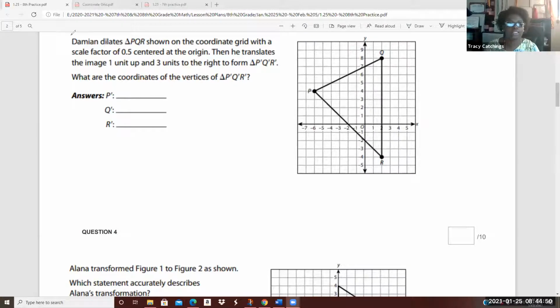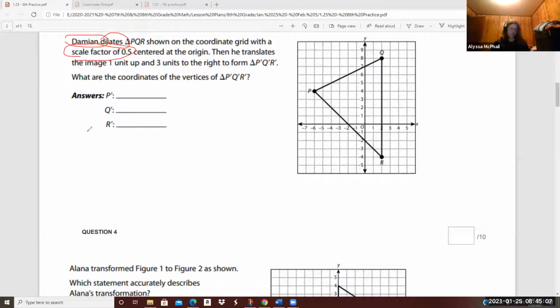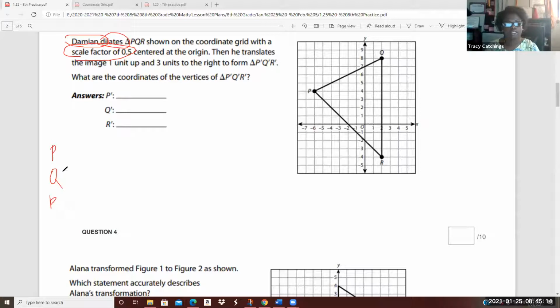Dilation. And they said that was with a scale factor of what? 0.5 centered. Good job. Thank you. So before we can even find those final points, we first got to get those original points. So looking at this chart, what are the coordinates of P, Q, and R?